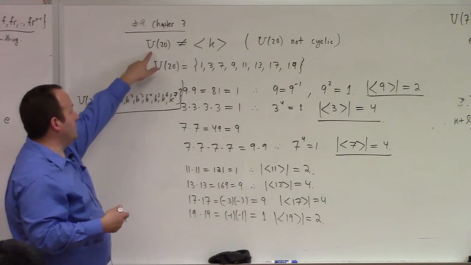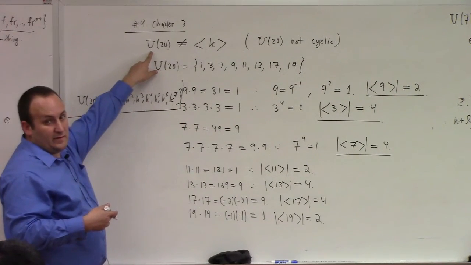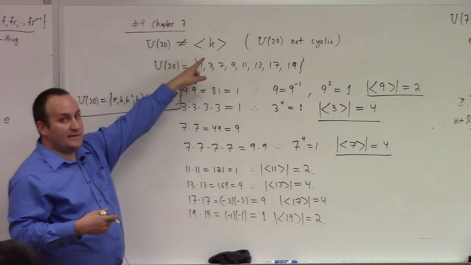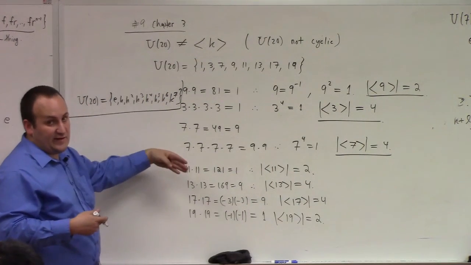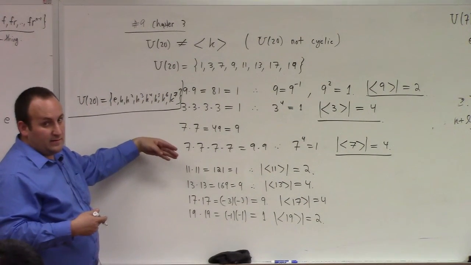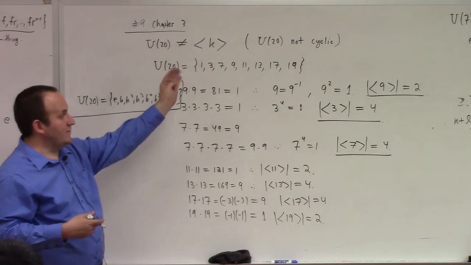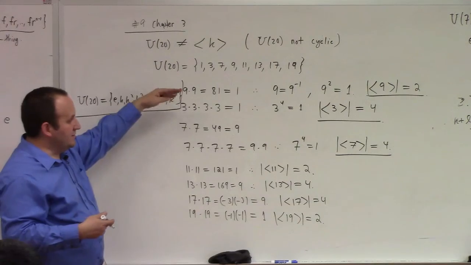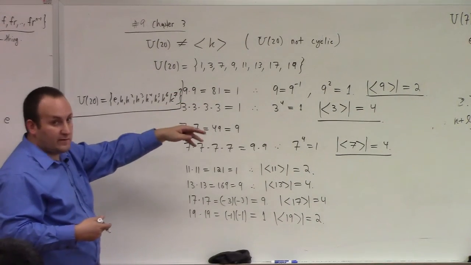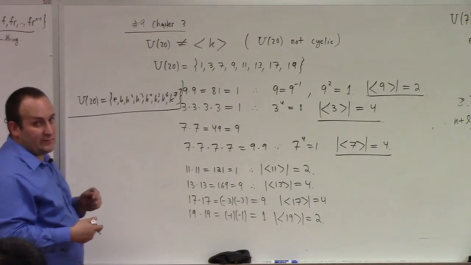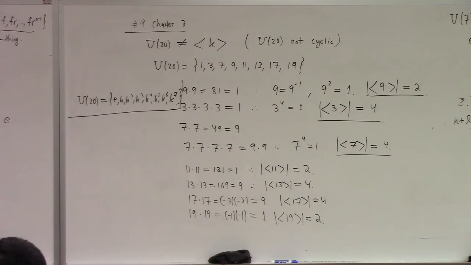So in order to have U20 be a cyclic group generated by a particular k, I would need some k which had order 8. But if you look at the different possibilities for k, 3, 7, 9, 11, 13, 17, and 19, all of them have order either 2 or 4. Or in the case of the identity 1, none has order 8 like we need. Therefore, U20 is not cyclic. There are probably other ways to argue this, but this is one way, looking at orders of elements.